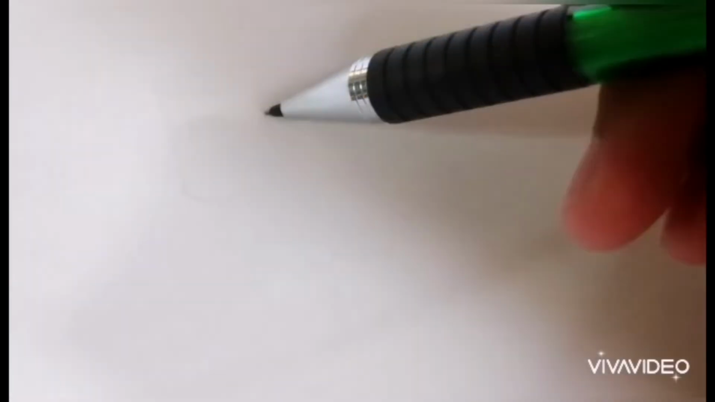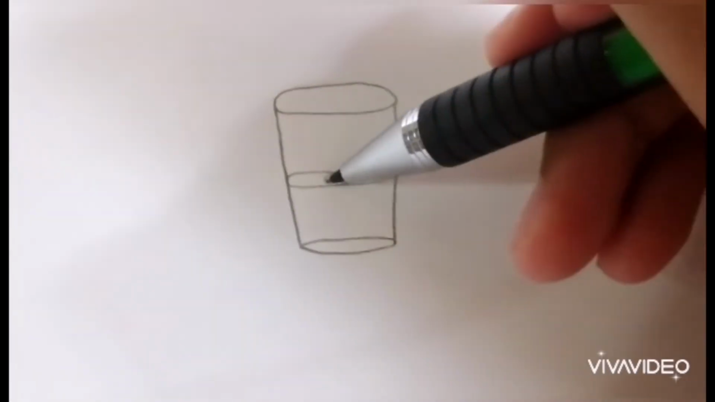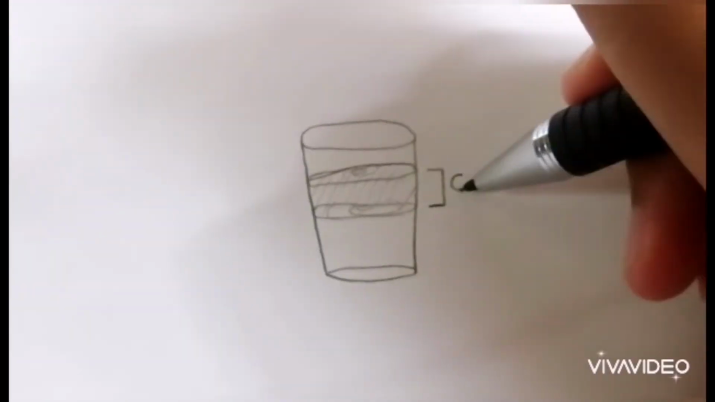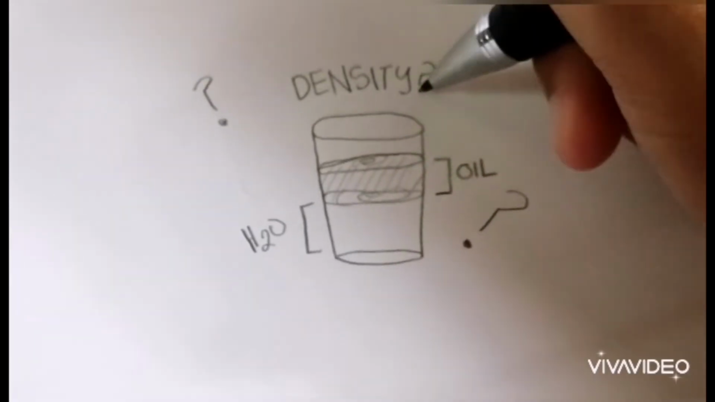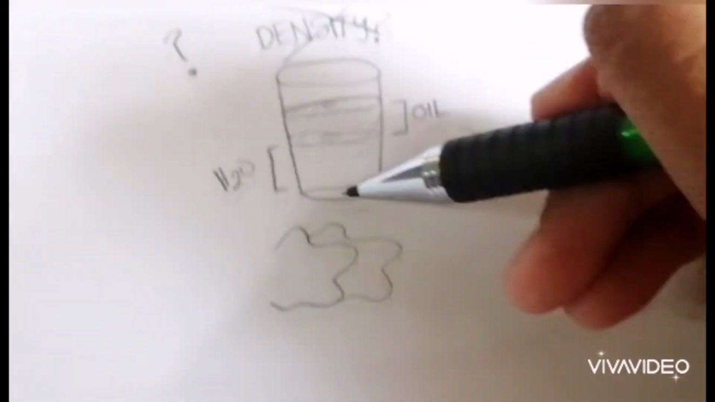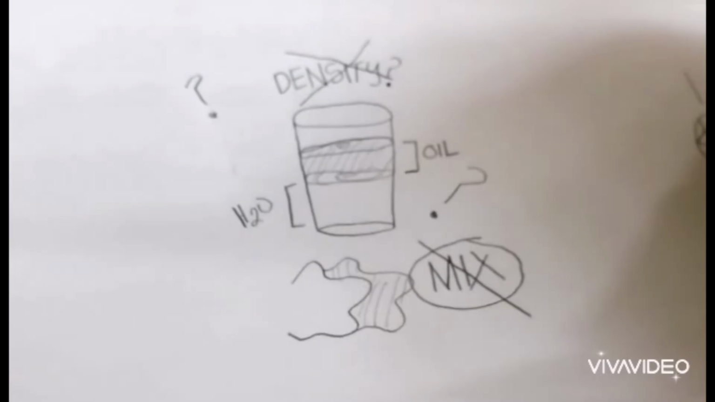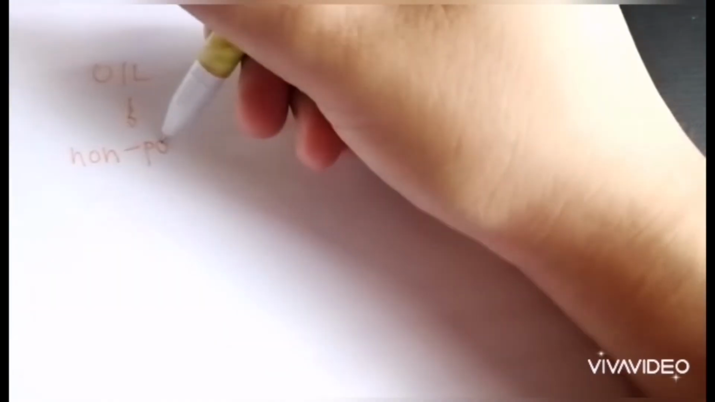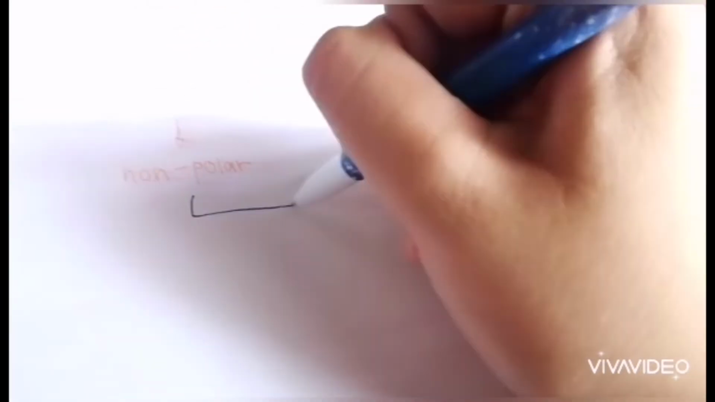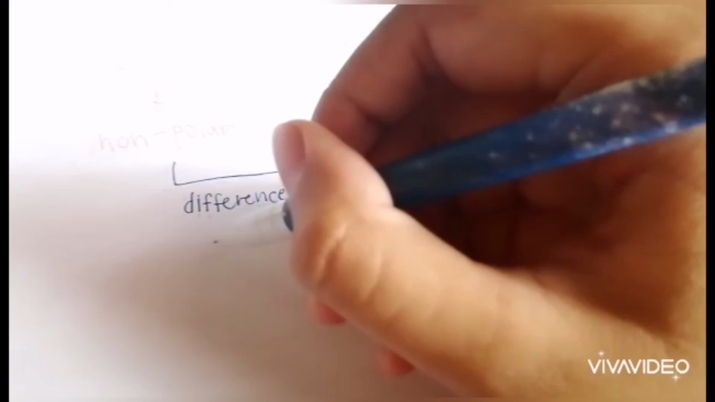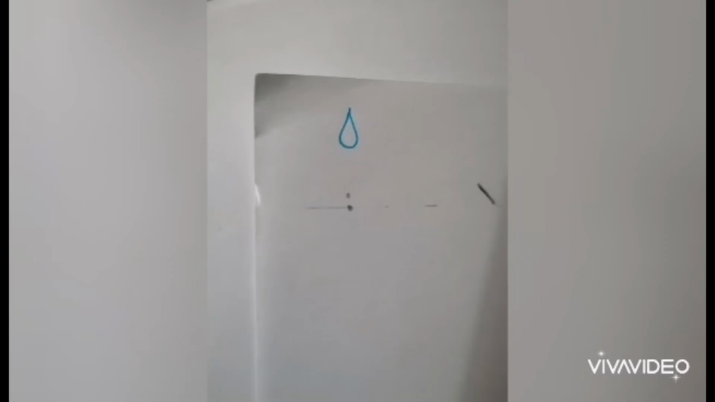Do you remember the question in the beginning of this video? On why oil and water won't mix? It's not merely density, but because of their different polarities. You see, oil is a non-polar molecule and water is polar. They just won't attract each other. They have different polarities and that's why they won't mix.